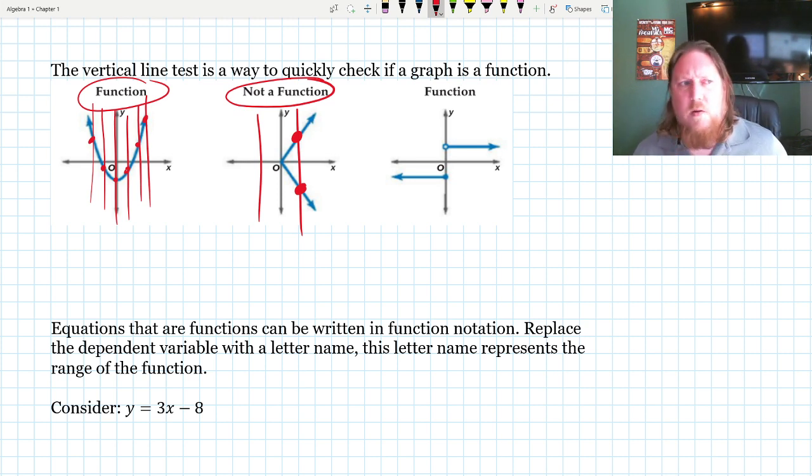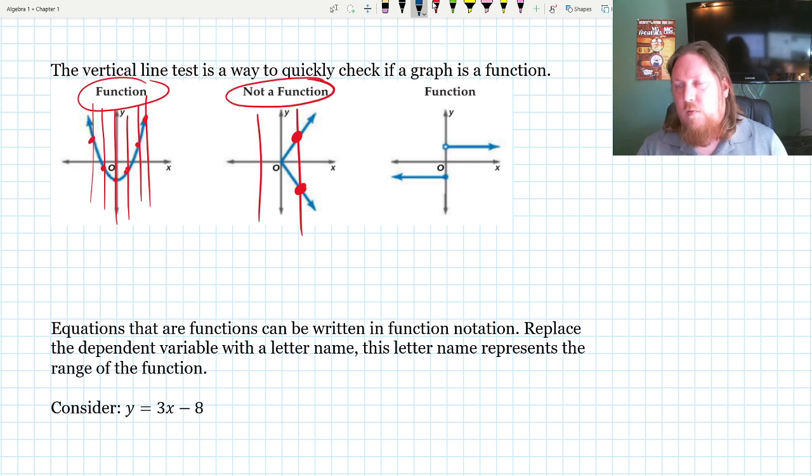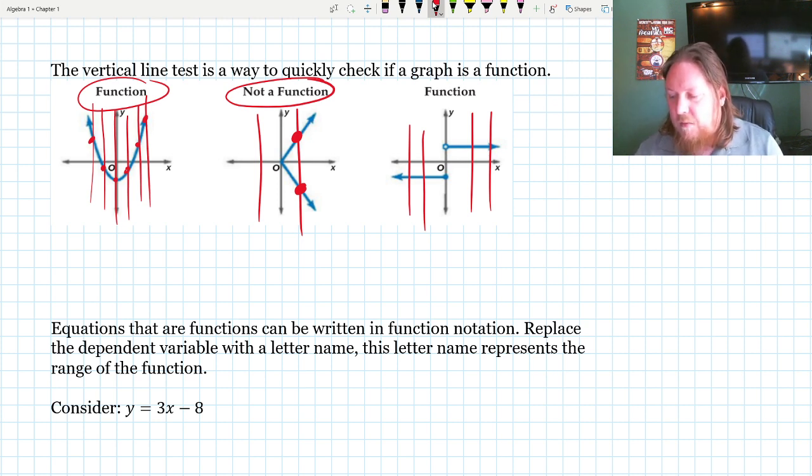The last one's a little bit different, and it's got something that's kind of unique on it. It's got two horizontal lines, and if you drew a bunch of vertical lines on it, you could see on either side of that, totally fine. It's a function. But the question is what's happening right in the middle there. If I draw a vertical line on it, it looks like it hits it twice. But let me draw a zoomed in view of this.